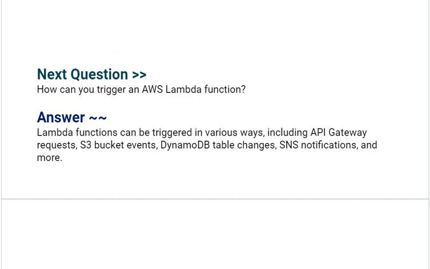Our next interview question is: how can you trigger an AWS Lambda function? Your answer should be Lambda functions can be triggered in various ways, including API Gateway requests, S3 bucket events, DynamoDB table changes, SNS notifications, and more.